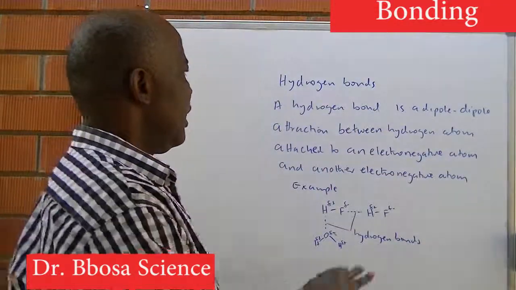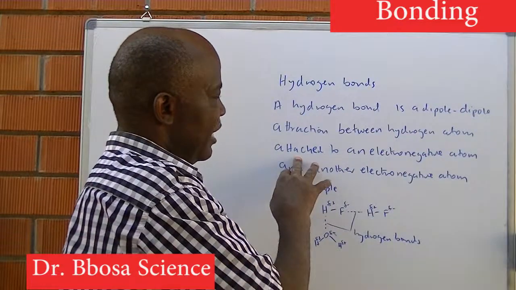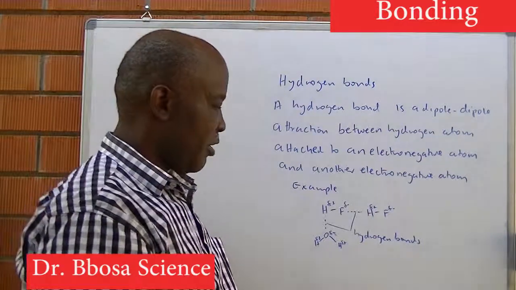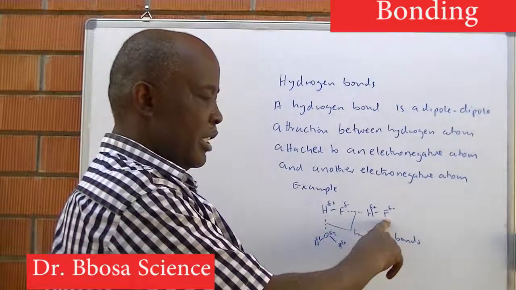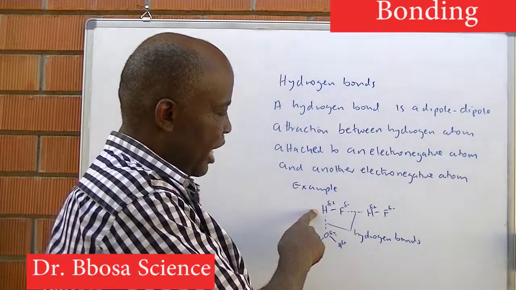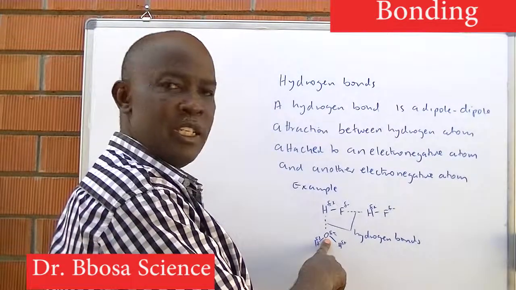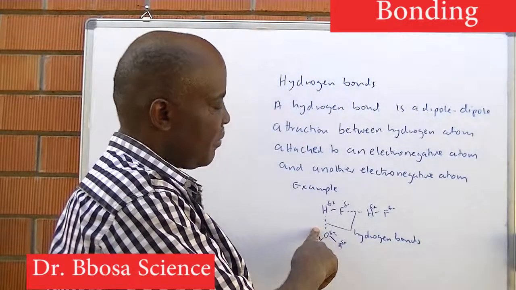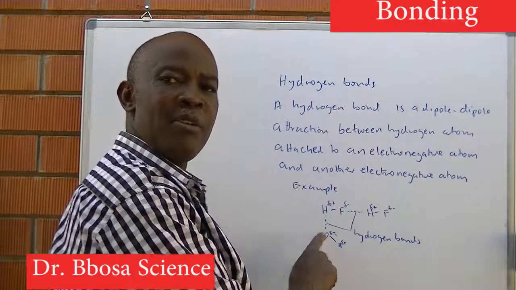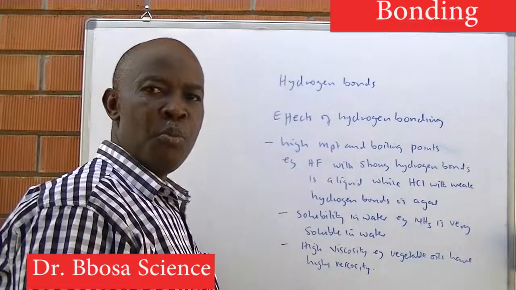Hydrogen bonds. A hydrogen bond is a dipole-dipole attraction between hydrogen attached to an electronegative atom and another electronegative atom. Hydrogen attached to fluorine, which is an electronegative atom, and another fluorine atom, which is electronegative. Or hydrogen attached to a fluorine atom and another electronegative atom, which is oxygen. So the dipole-dipole attraction between hydrogen attached to an electronegative atom and another electronegative atom is called a hydrogen bond.